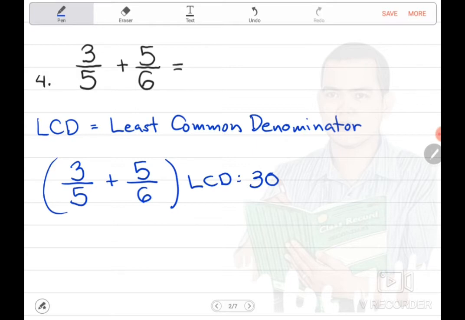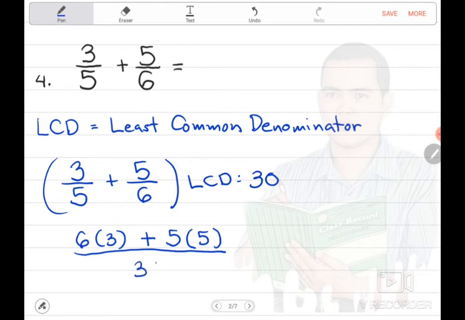Let's move on. So LCD 30 divided by 5, that is 6, times the numerator, which is 3. Okay? What is the operation? Plus. So the LCD again, 30 divided by the denominator, which is 6. So 30 divided by 6, that is 5, times the numerator, which is 5, all over the LCD, which is 30. Then let us simplify.